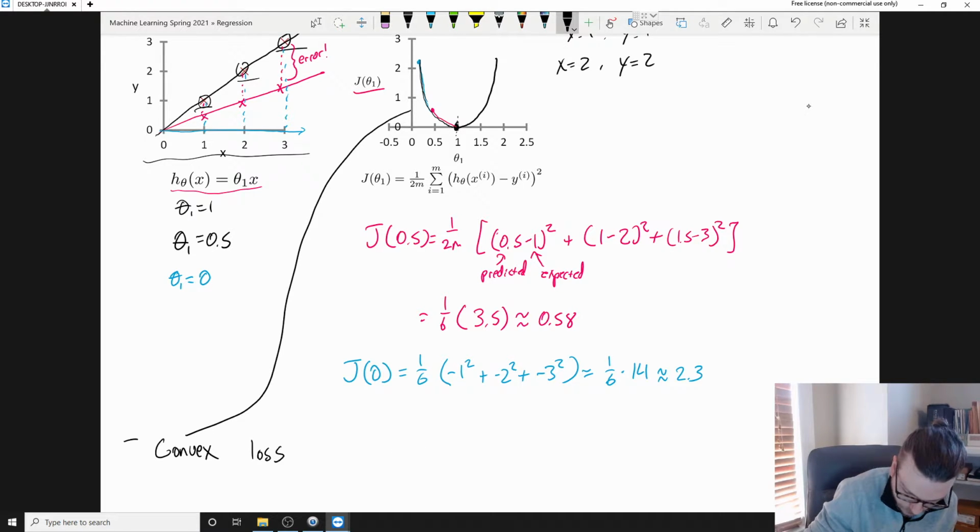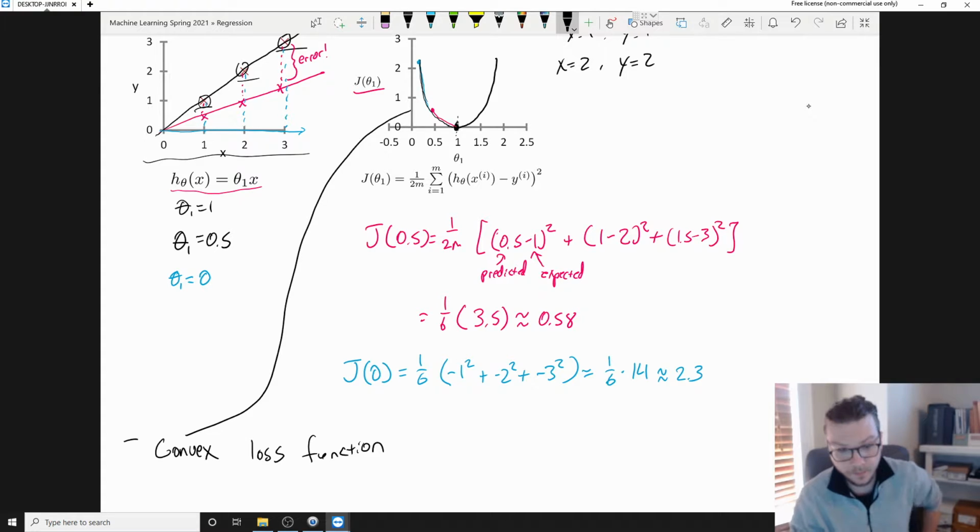Can cost always be minimized to zero at some point? No. It depends on the data set. It depends on the function that you're using to model said data. It depends on the data that you're trying to learn, so your training set. Cost, training set, and how you're modeling it. So you can't always guarantee that your cost can be minimized to zero.